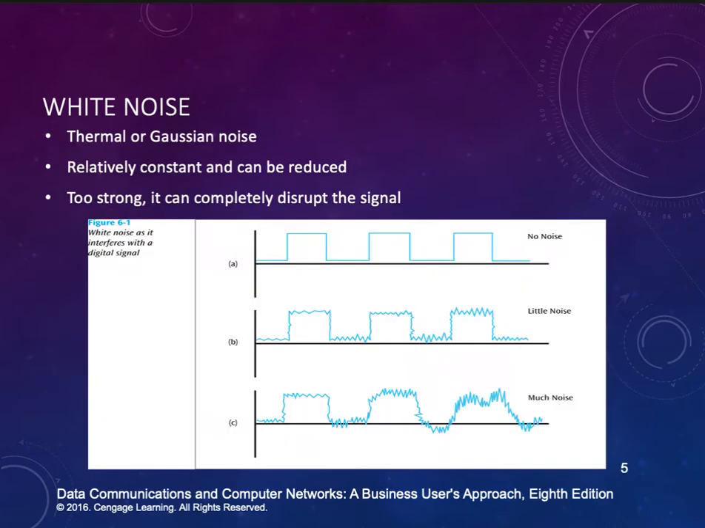First, we have white noise. Technically, this is thermal or Gaussian noise. As we look at the figure here, A, we have a perfect square wave, a little noise introduced on B and much noise on C, and the signal gets disrupted.